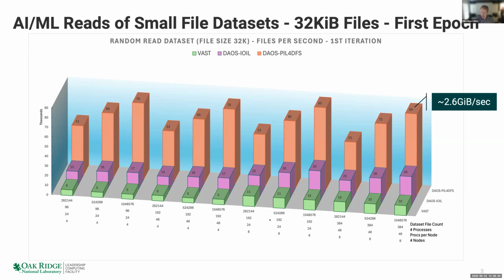The other thing we did for you is calculate the bandwidth rate. So you'll see that roughly 84,000 files per second equivalent is about 2.6 gigabytes per second.